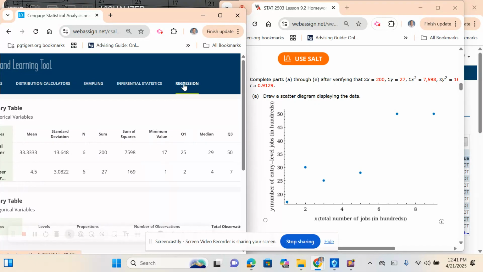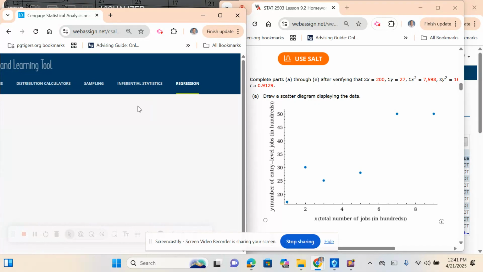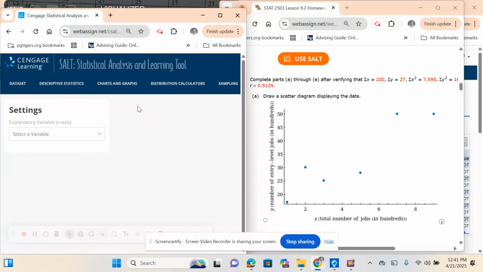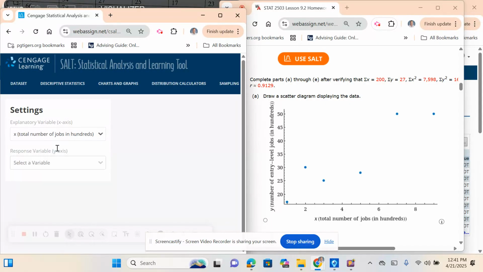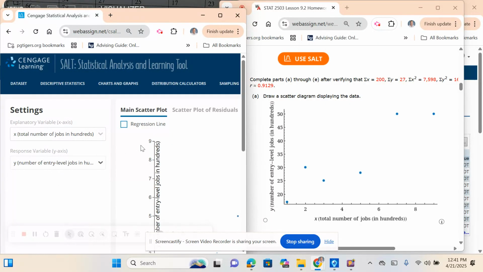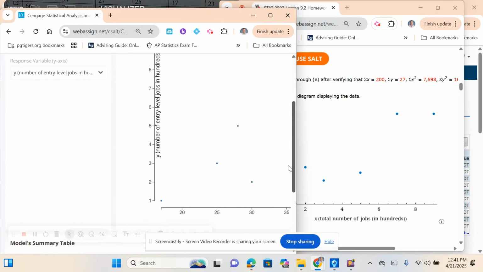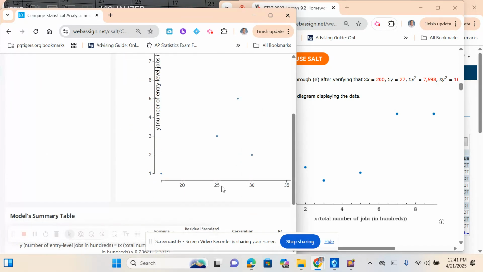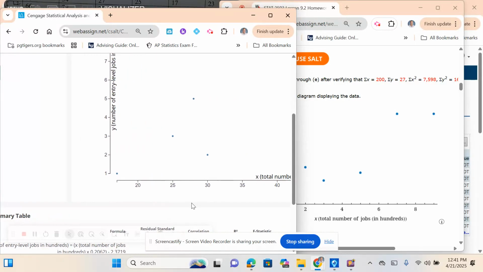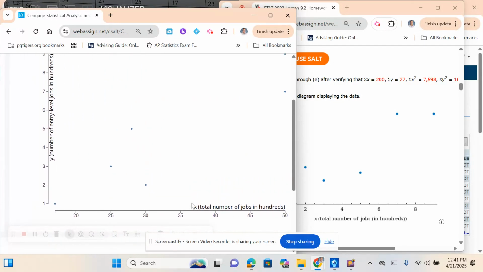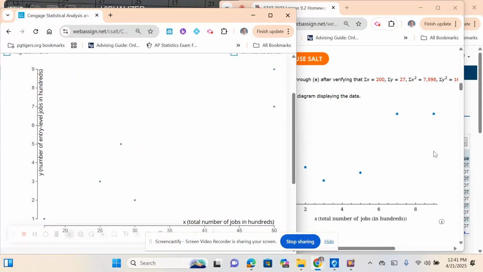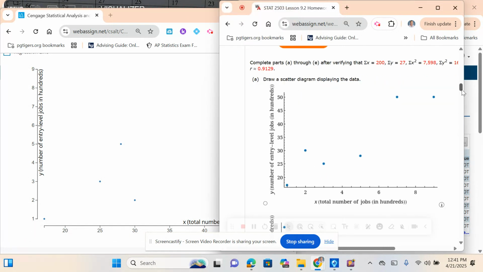For this, I'm going to click regression. So click regression. For the x variable, I'll select total number of jobs in hundreds. Y variable, the number of entry-level jobs. And then I'm going to look at the scatter plot and see which one is appropriate here. So I've got a scatter plot. Notice my x's have the larger numbers on the x. The y's got my smaller numbers. It appears to be a positive correlation. So I'm looking for a positive correlation here.